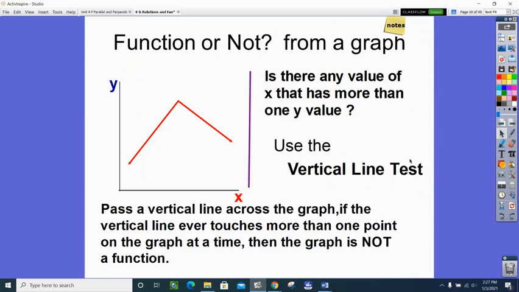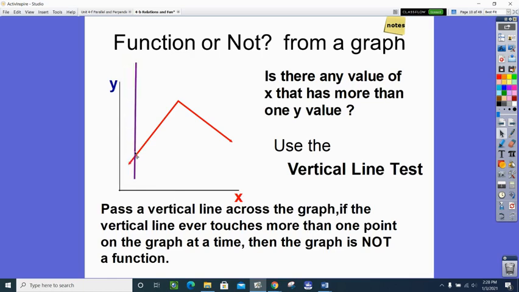Okay, that's what we're going to do. So if you have a graph, all you need to do is take a vertical line. And remember, a vertical line goes up and down. We're not talking horizontal or slanted. So we take a vertical line and you pass it over your graph. And if that vertical line hits more than 1 point on that red graph at any one time, then it would not be a function. So if the vertical line ever touches more than 1 point at a given time, it's not a function.